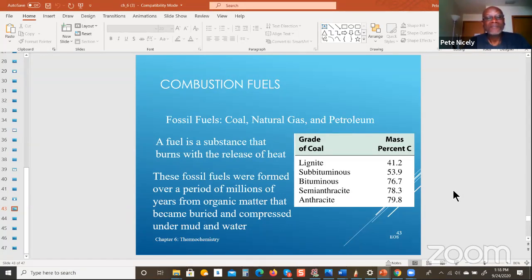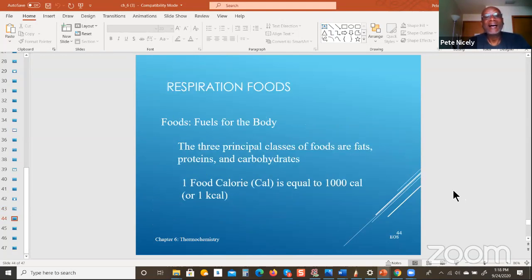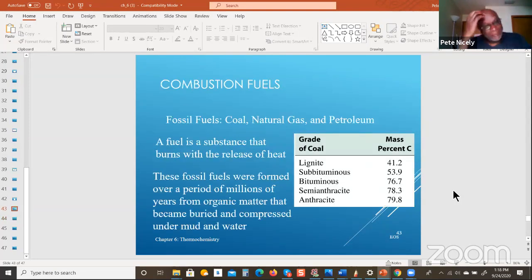Basically, fossil fuels are formed, of course, over millions of years because organic matter becomes buried and compressed under mud and water, right? So all the fuel that we have been using in our gasoline and so on actually comes from these sources, all right? And when they're burnt, as I said before, when they're combusted, they release a lot of heat and energy. That's how fuels work in terms of providing energy and heat.